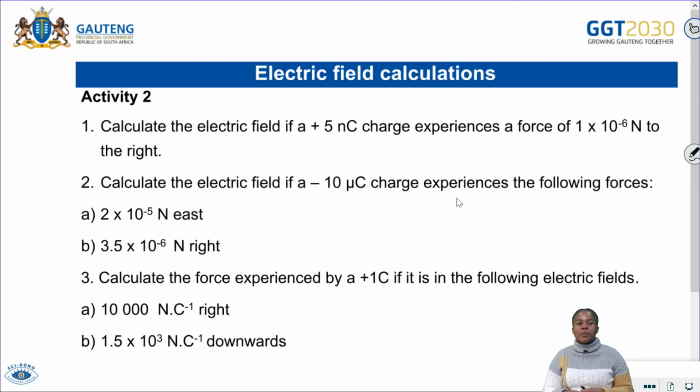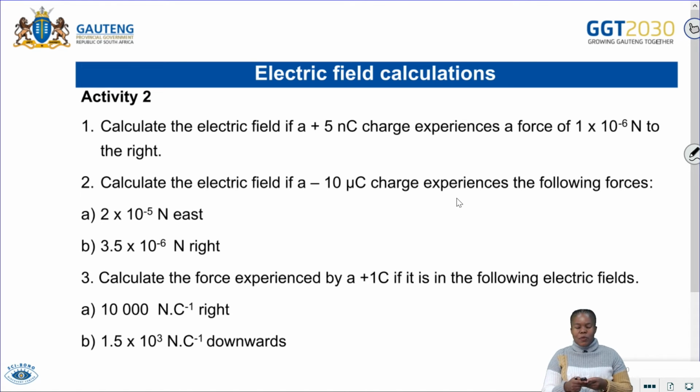Calculate the force experienced by positive 1 coulomb if it is in the following electric fields. You've got an electric field of A, 10,000 newton per coulomb, and B, 1,5 times 10 to the power of 3, positive 3 that is, newton per coulomb. The first one has a direction of right, and the second one has a direction of downwards. Okay, I'm sure you're going to find that very, very easy.